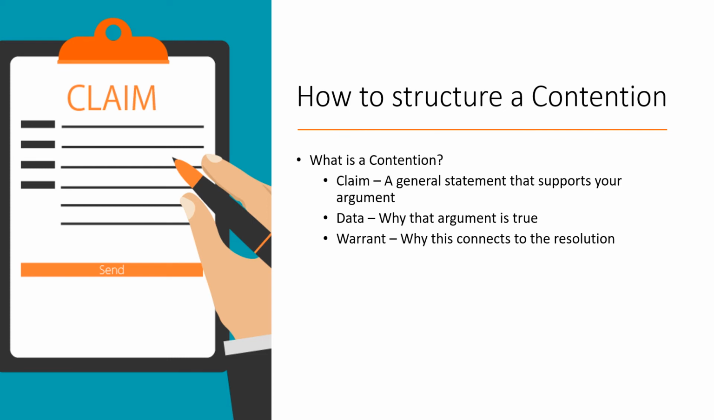A claim is a general statement that supports your argument. So if I was going to argue that Disney is harmful, I could talk about some of the policies that they have in their parks. Data is evidence as to why that's true. I would just bring in whatever evidence I found on the internet. And warrant is telling whoever you're talking to how that data supports your claim.